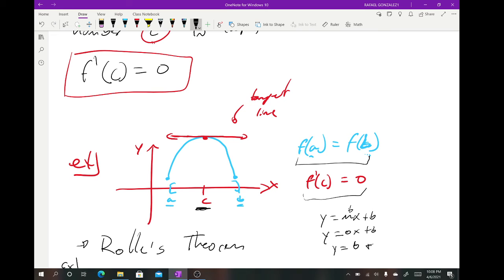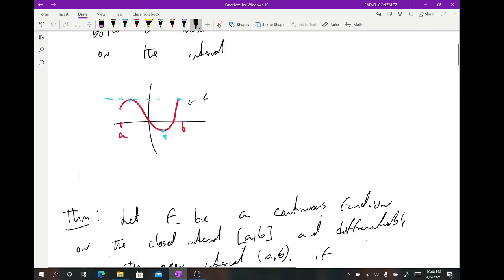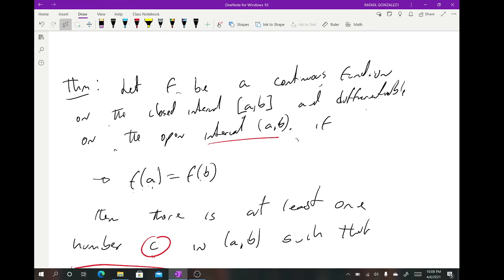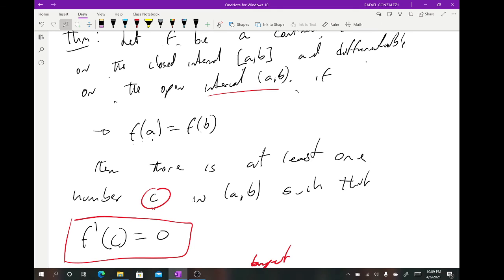Okay, so let me take it back a little bit, just to go over it again. The theorem says that if f is continuous on a closed interval and differentiable on the open interval, and if the endpoints are equal, then we are guaranteed to have a value between the endpoints, between a and b, such that the derivative, when you evaluate it at this point between a and b, is going to be equal to 0.